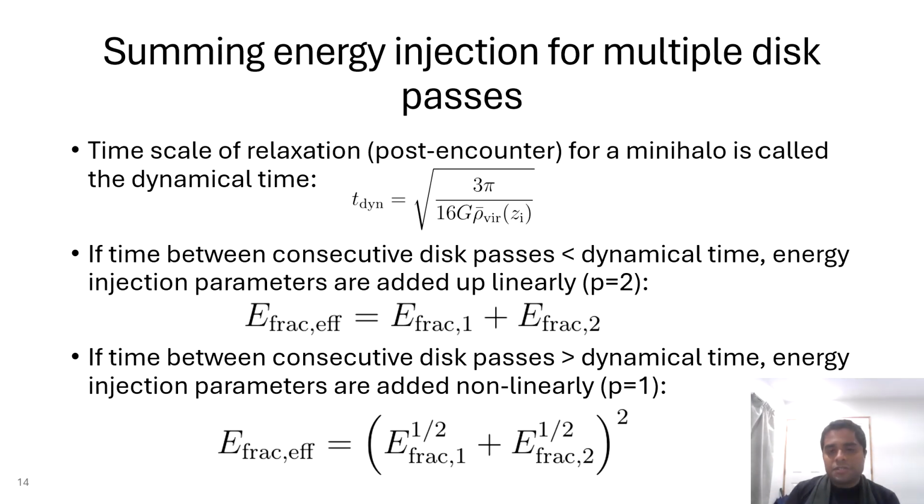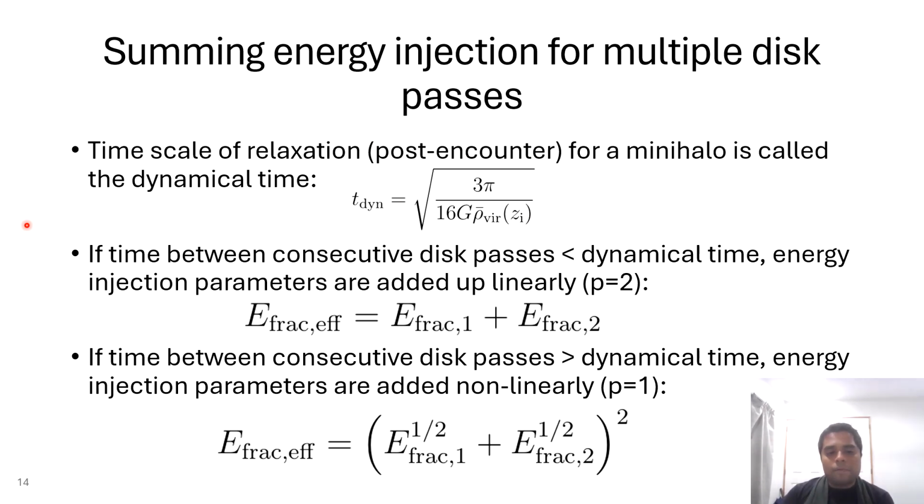So now the question is, do we add up the energy injection parameters according to p equals 1 or p equals 2? To decide that, we first have to define the time scale of relaxation of the minihalo, which we call the dynamical time, and it's given by this expression.